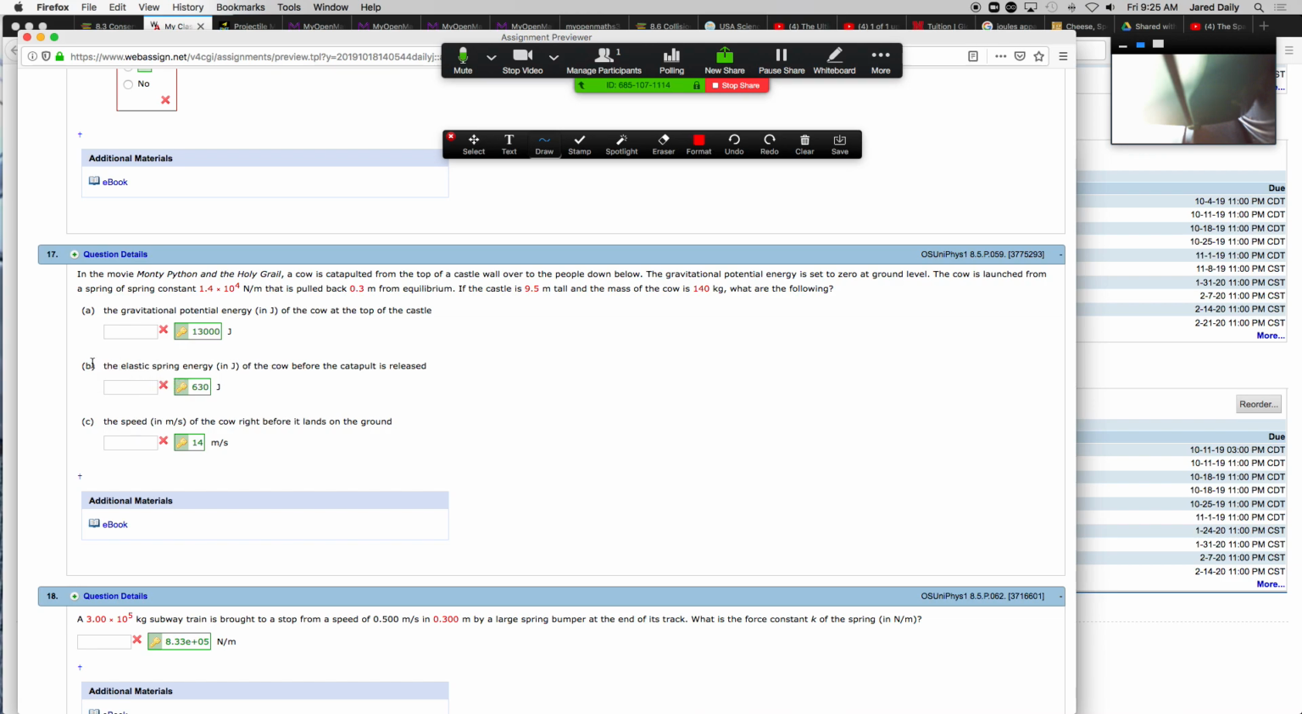The elastic spring energy in the cow, before the catapult is released. That one, the spring energy is always equal to 1/2 kx squared. So you plug that in. And then the speed of the cow right before it lands on the ground. This one, again, is going to require the energy equation.